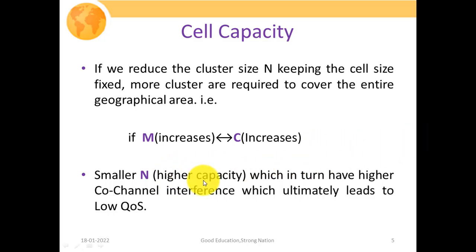So here this smaller N means high capacity will be there, but it will come at the cost of higher co-channel interference, which ultimately leads to low quality of service. If the interference value is higher, then in that particular case your signal quality will be inferior. That is why we have written that high co-channel interference will lead to low quality of service.